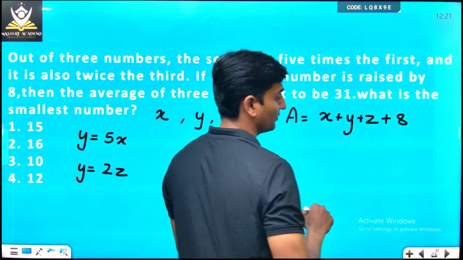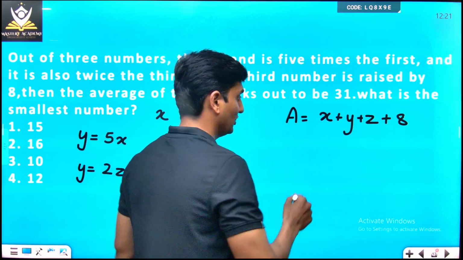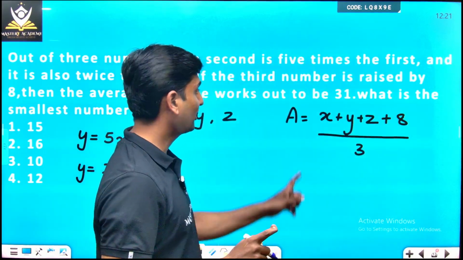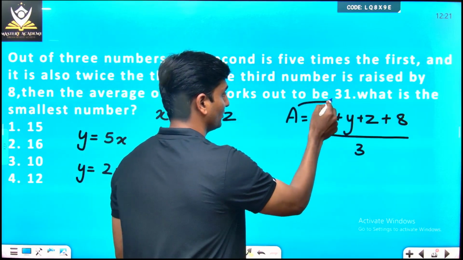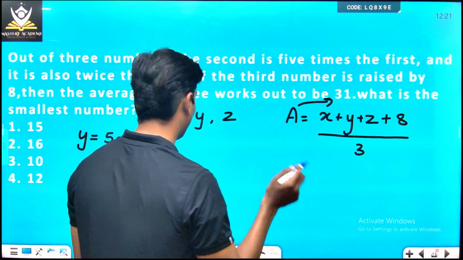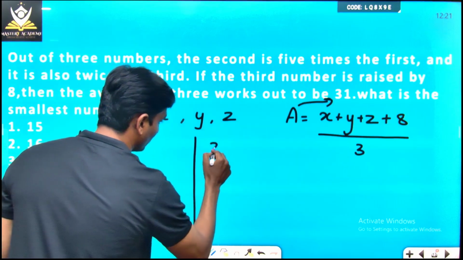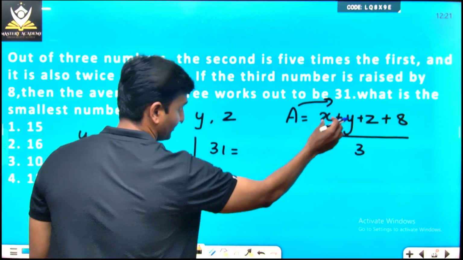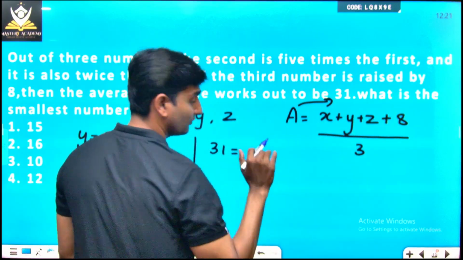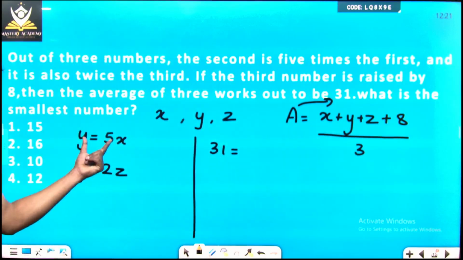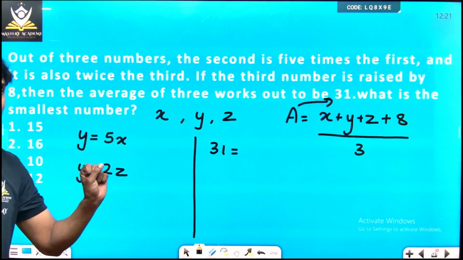Okay, raise plus 8, then the average will turn out to be 31. That is what they have mentioned. So I can accordingly write the value. See, average will be equal to what? 31 will be equal to (x plus y plus z plus 8), since we are raising that number. So x, y and z, from the given relationship, we can take on the same basis.